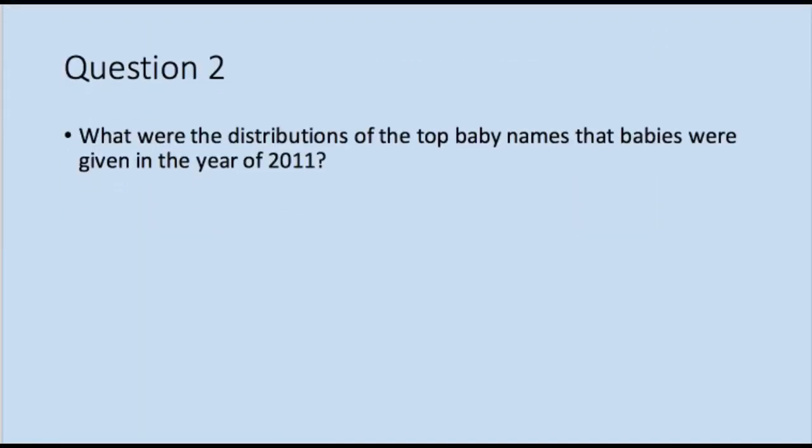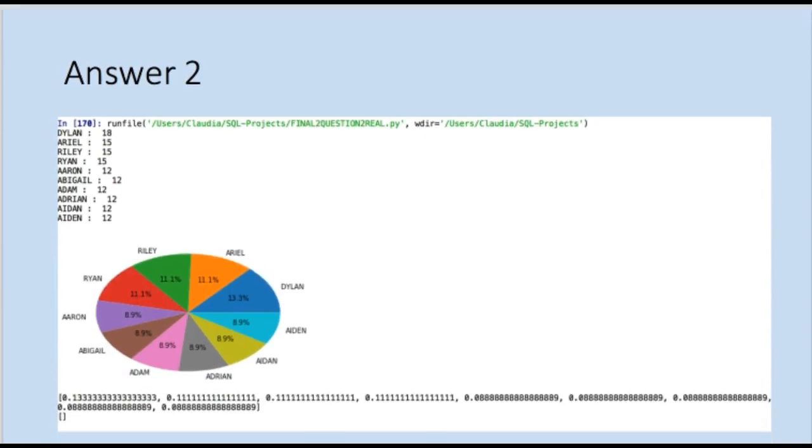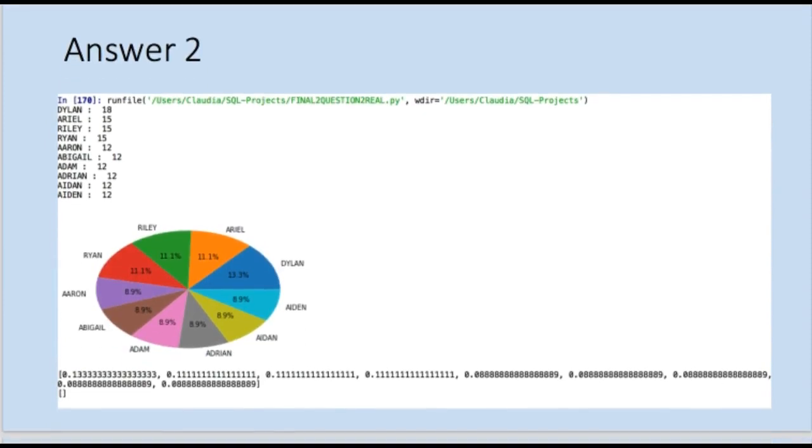The second question that I explored while looking at this data set was the distribution of the top baby names that were given in the year 2011 overall. And I found that these were Dylan, Ariel, Riley, Ryan, Aaron, Abigail, Adam, Adrian, Aiden, and Aidan, spelled with an E-N instead of the A-N. And as you can see, here are the different distributions of the baby names throughout the New York area.